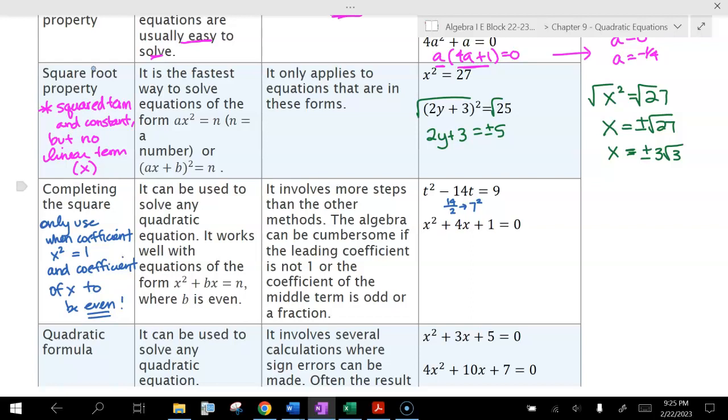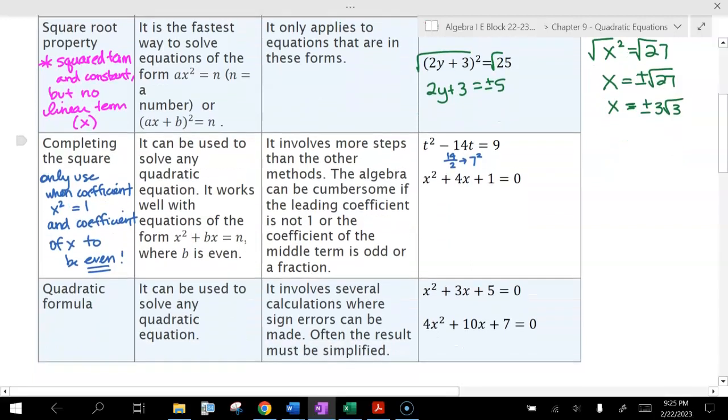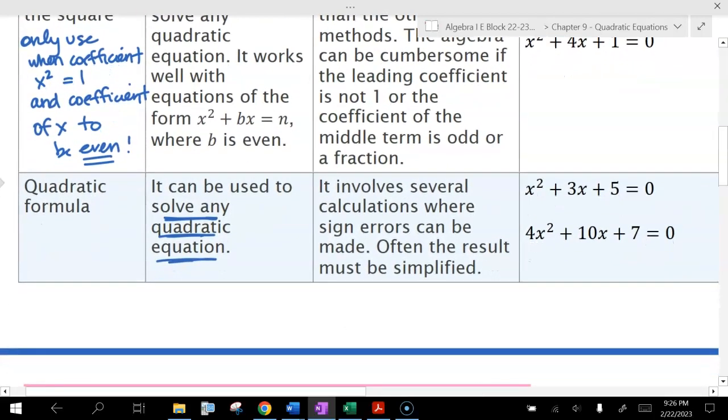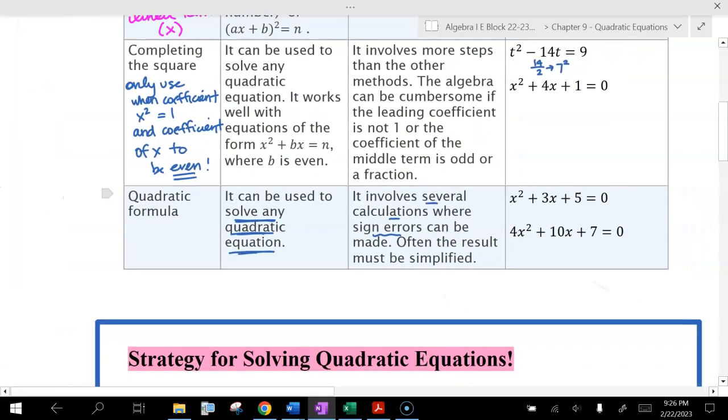Sometimes this can be a more cumbersome way to solve an equation because it does involve more steps. But we will find later on in the chapter that there can be some great benefits to completing the square. The last method that we learned about was the quadratic formula, and it can be used to solve any quadratic equation. There are no limitations. We can take any quadratic equation and solve it. The disadvantage of the quadratic formula is that it does involve several calculations and it's easy to make mistakes. So we can use it at any point, but maybe we want to be a little bit more careful about when we use it.